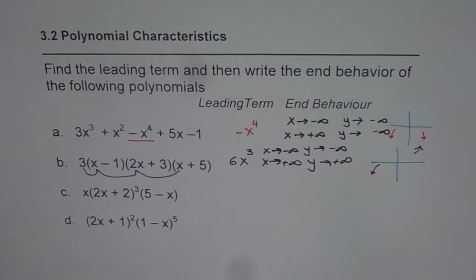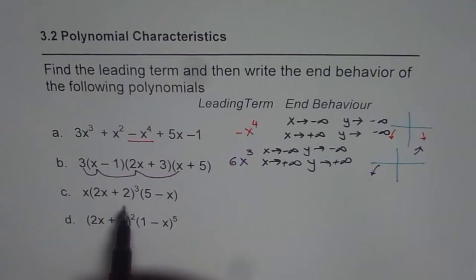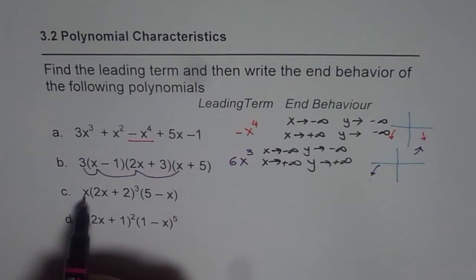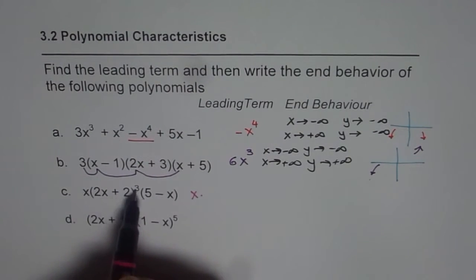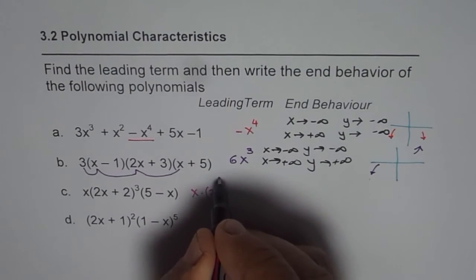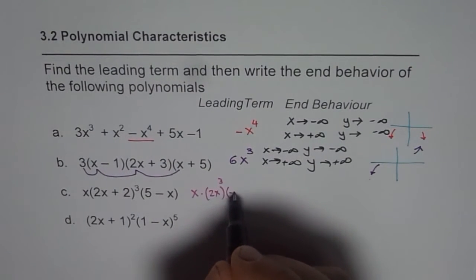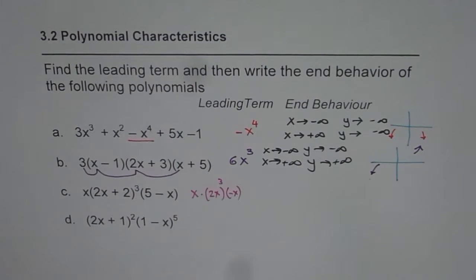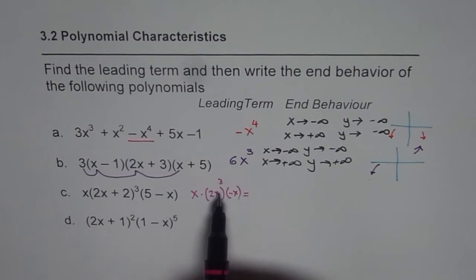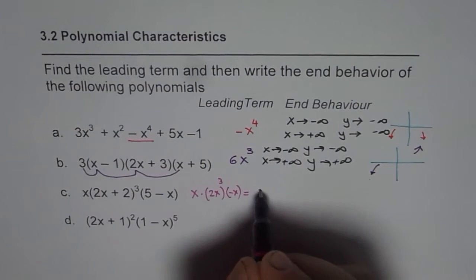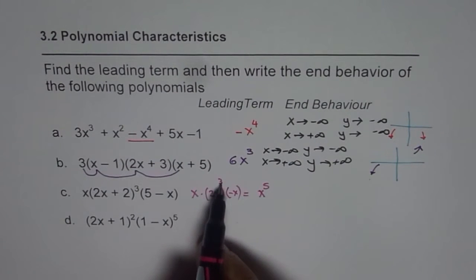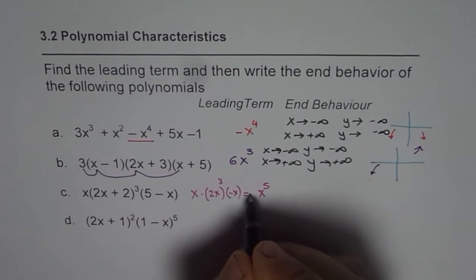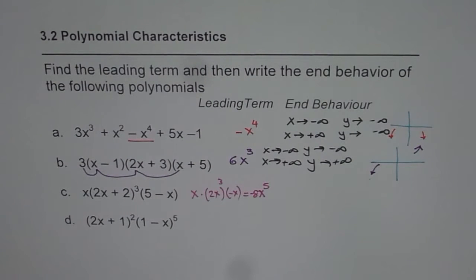Next one. That's kind of tricky. Let us see how. In this case, what is the leading term? We just multiply the leading terms: x times (2x) whole cube times minus x. We have to multiply these 3 terms to get the leading term. Do you understand? The x power is 3 plus 2, that is 5, so we have x to the power of 5. As far as the coefficient is concerned, 2 cubed is 8, and 8 times minus 1 is minus 8. So minus 8x to the power of 5 is the leading term.